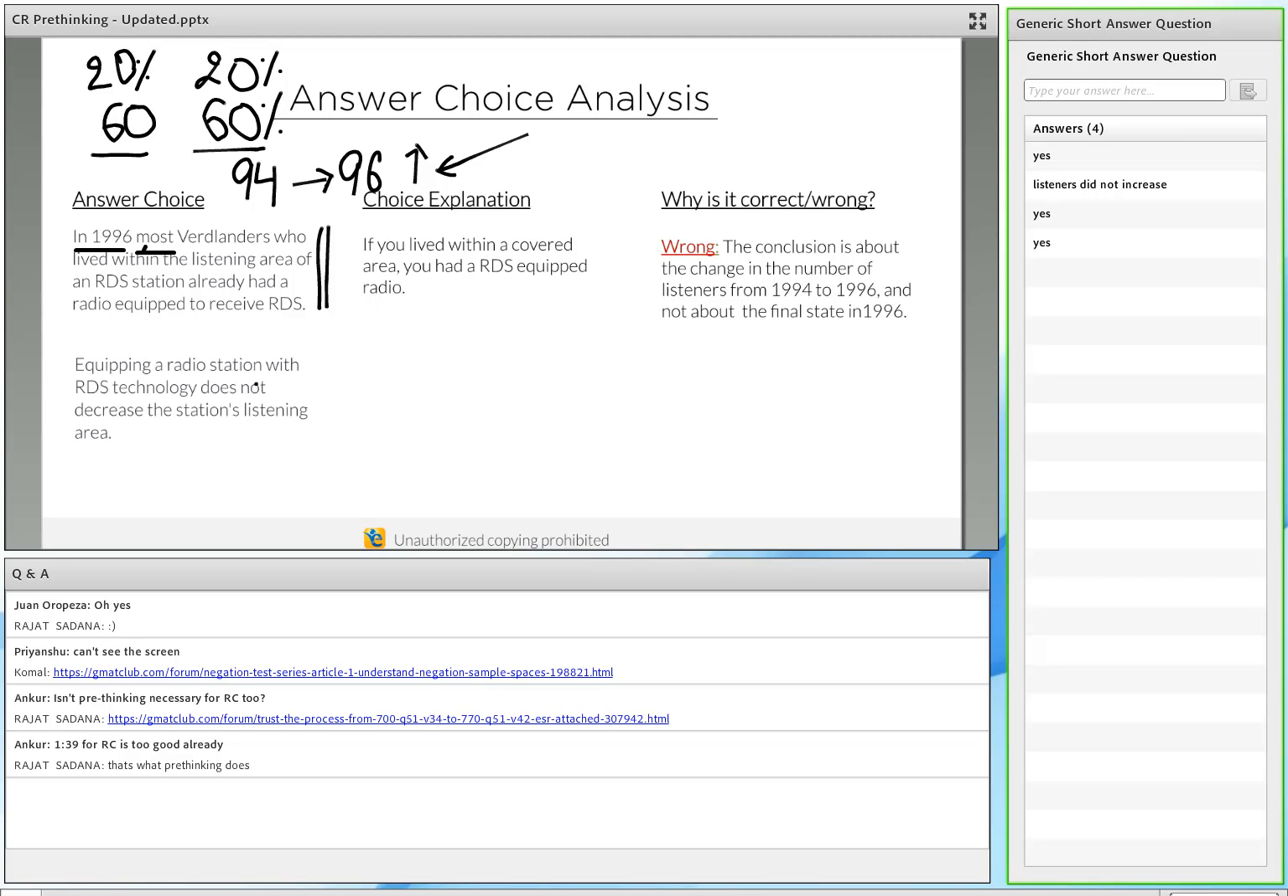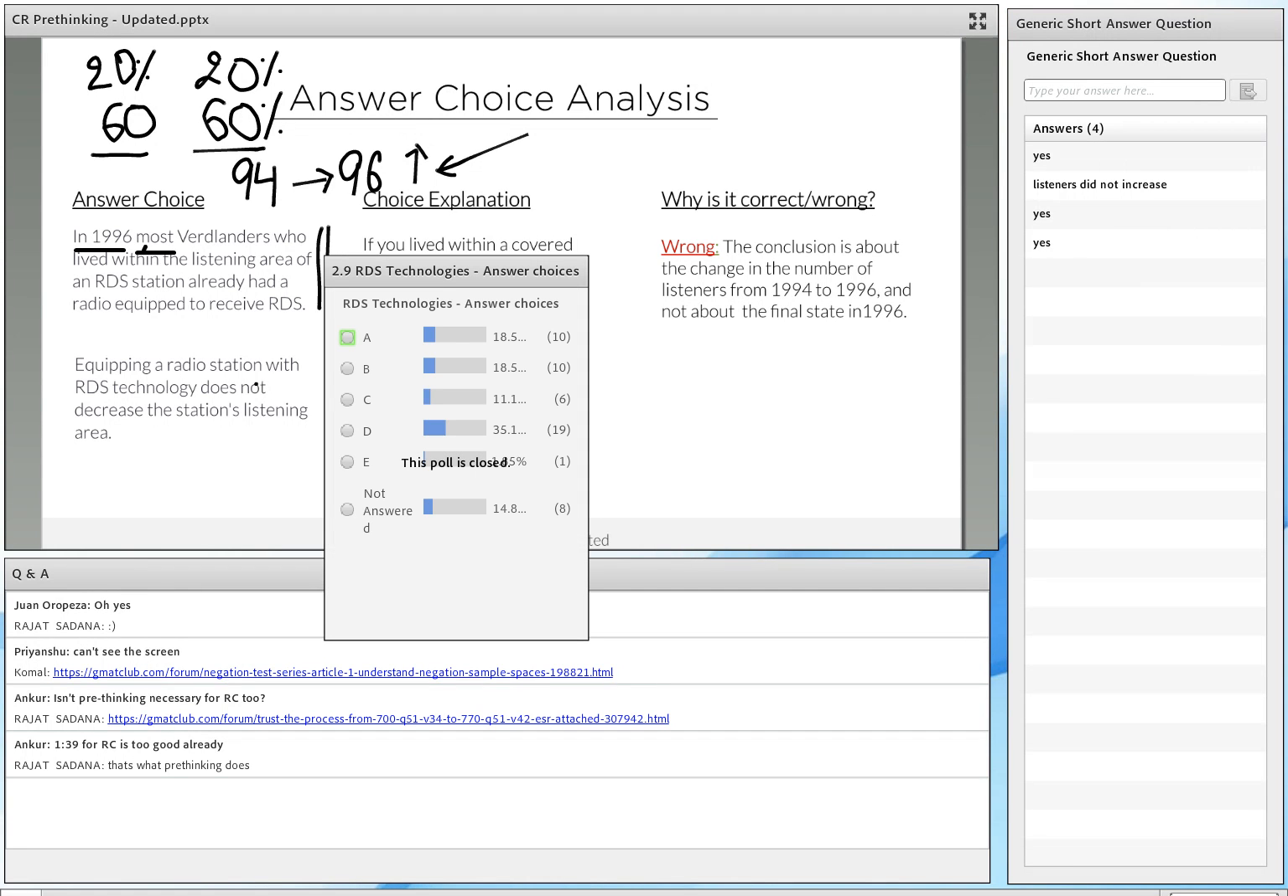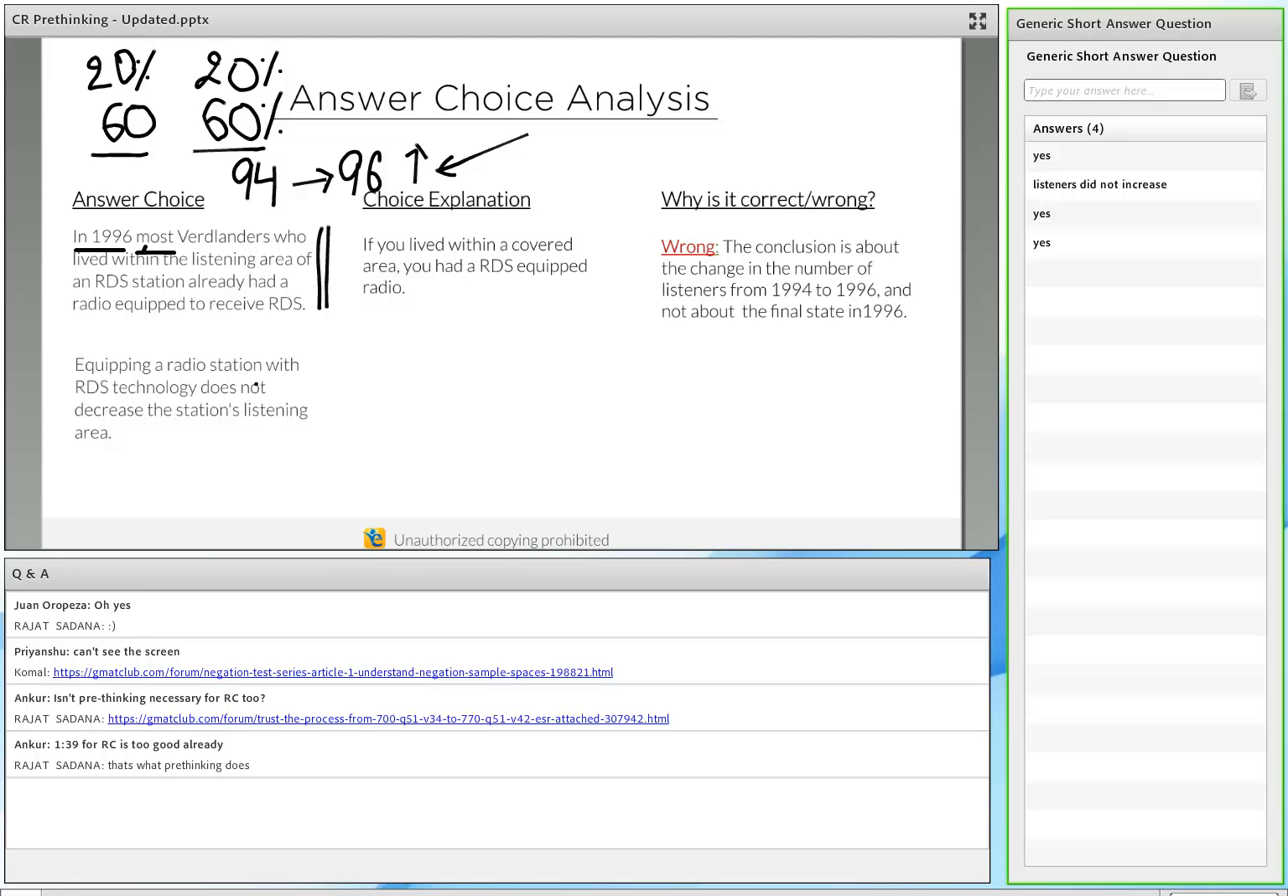Choice C, and let's get some stats. How many of you chose choice C? Let's get the stats over here. Not very many, about 11%. Now, equipping a radio station with RDS technology does not decrease the station's listening area.